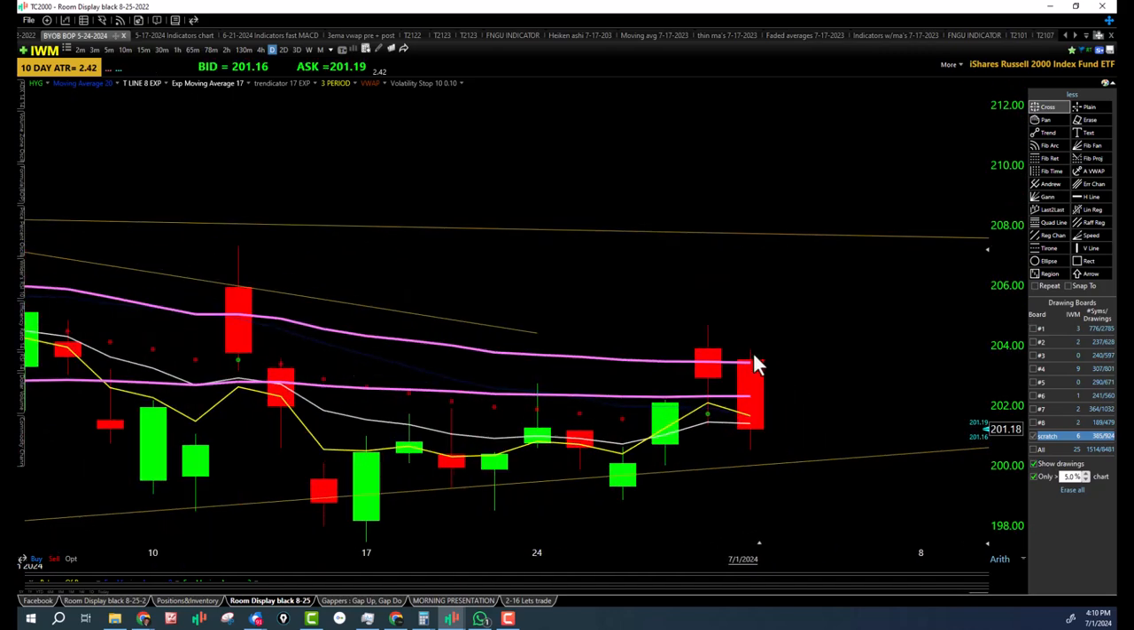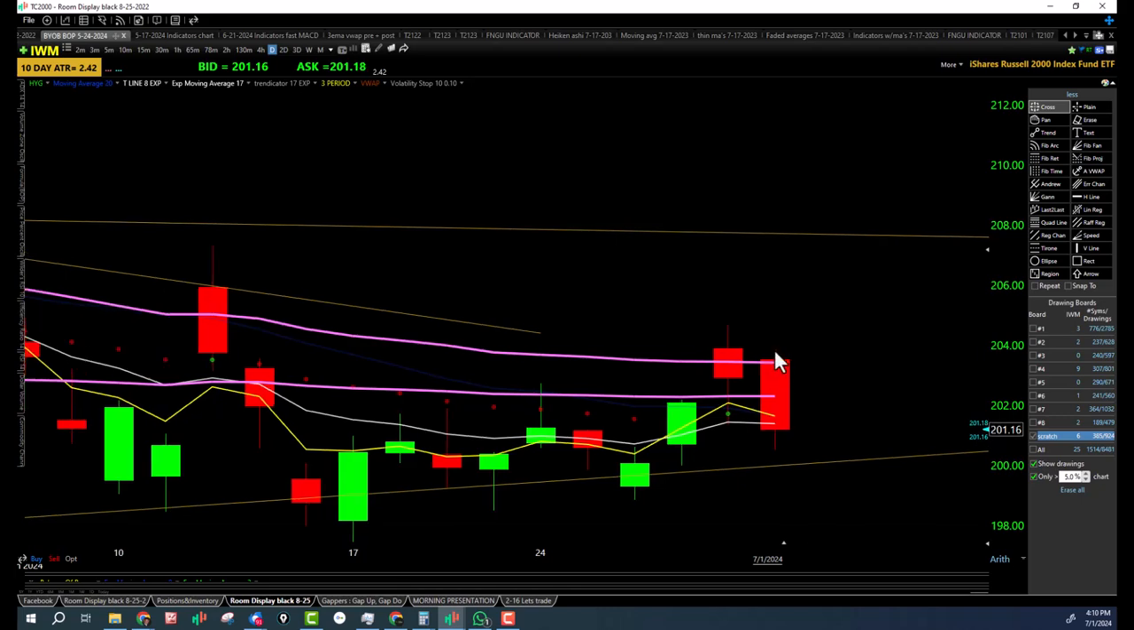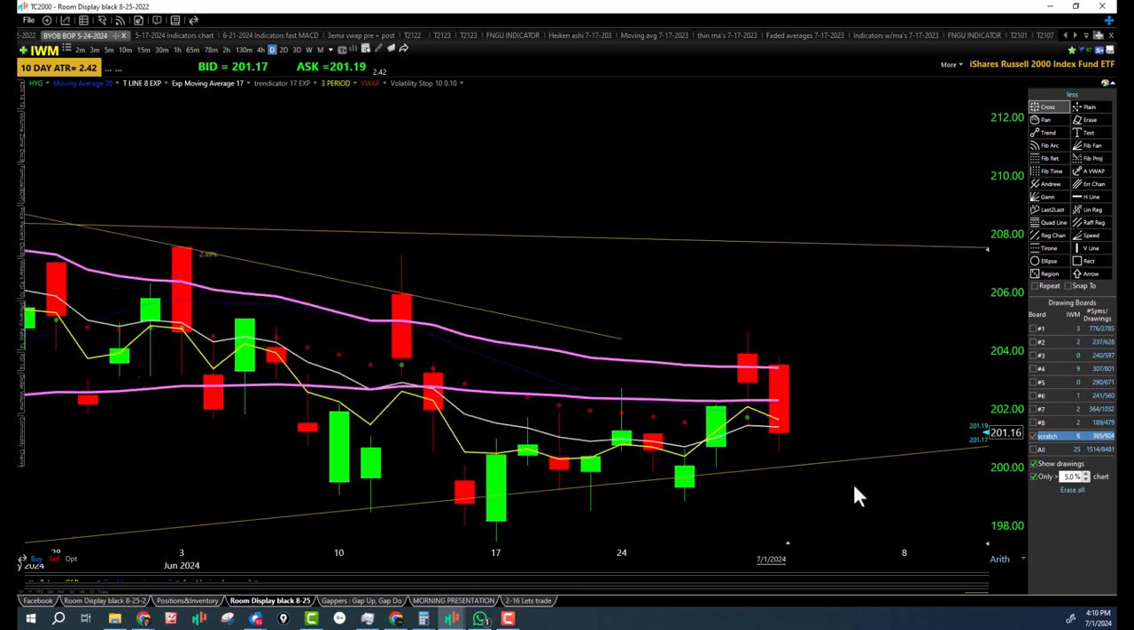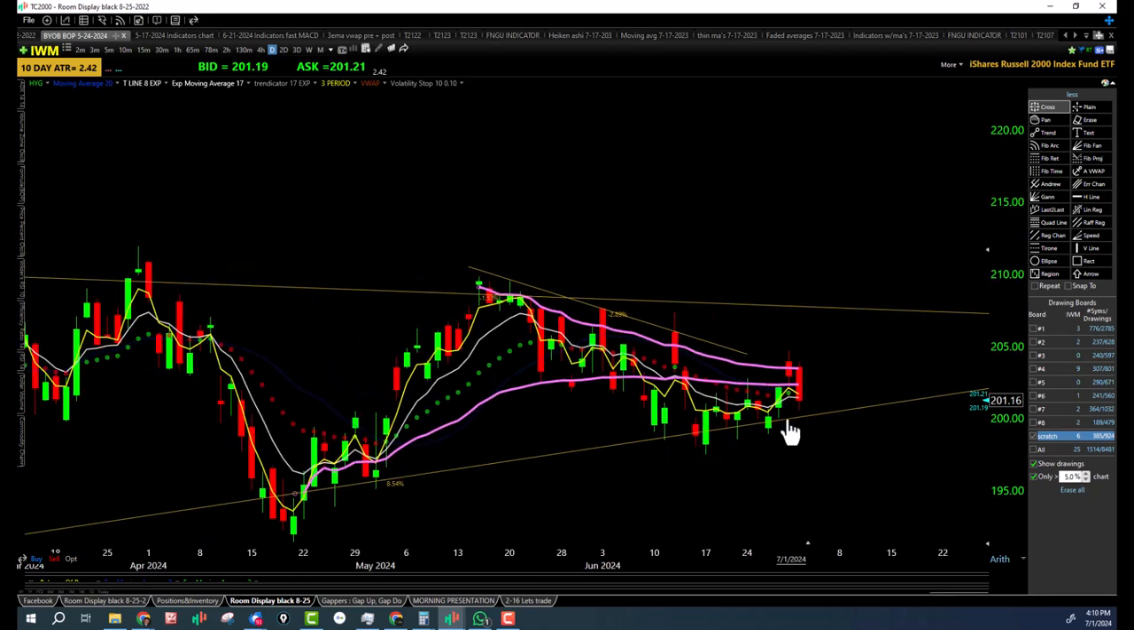All right, here's IWM, lower high. Come on, IWM. Lower high, lower low, closing under the bearish trap, underneath the 17 EMA. Okay, not helping us at all. Still trapped on this, under that downtrend line.